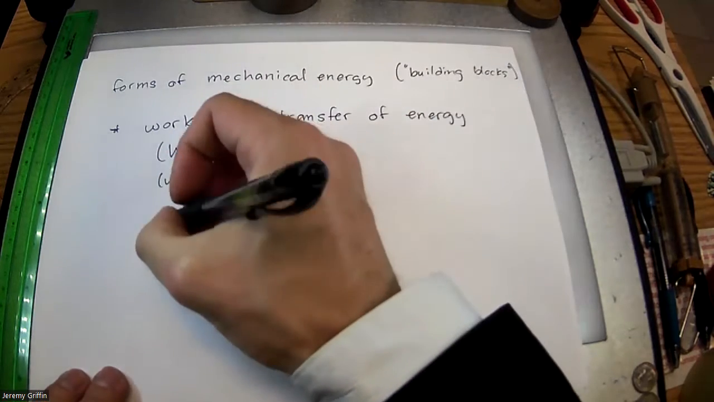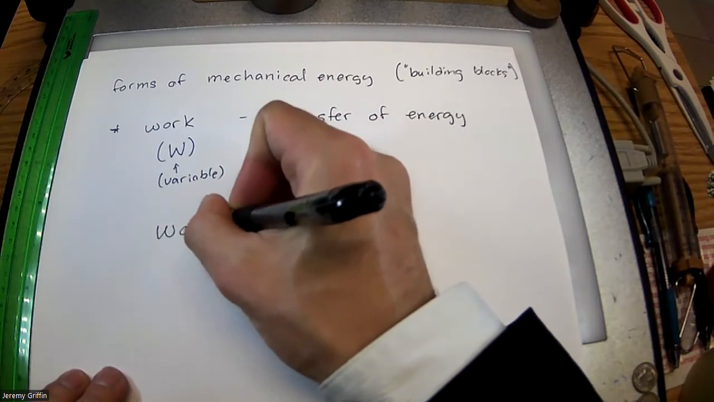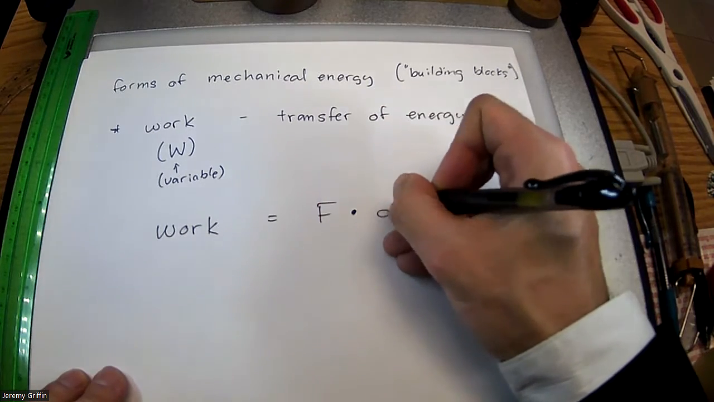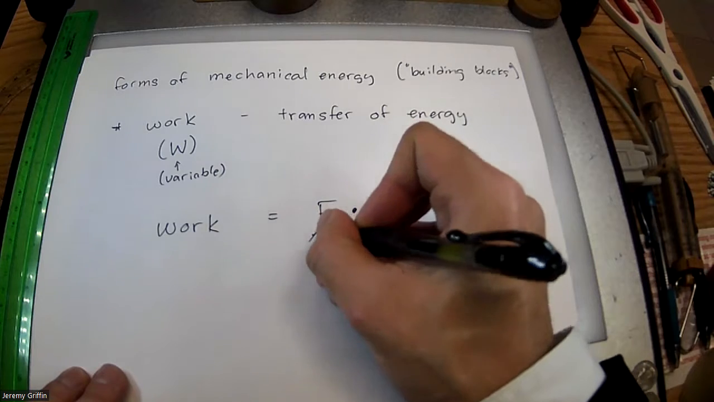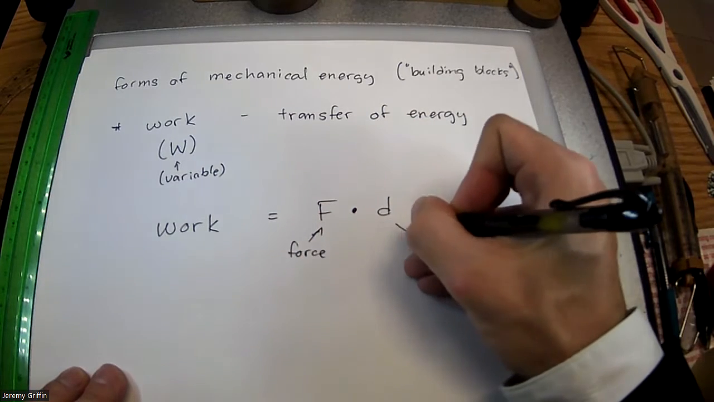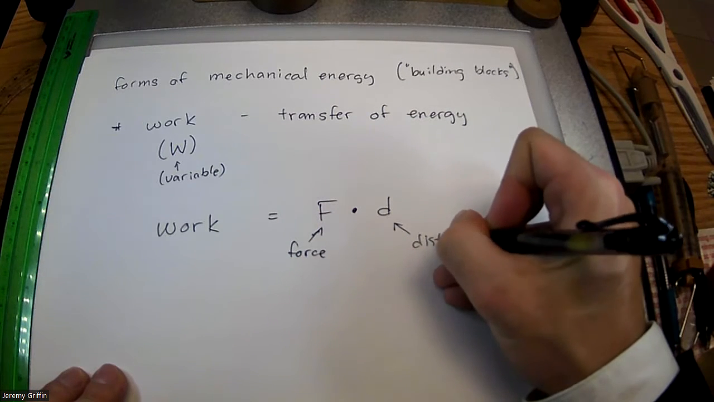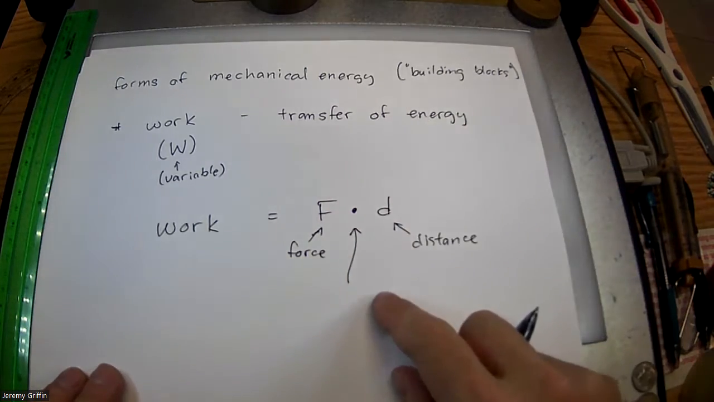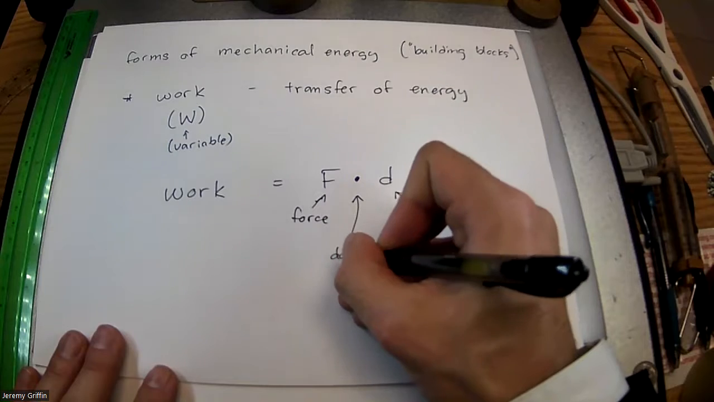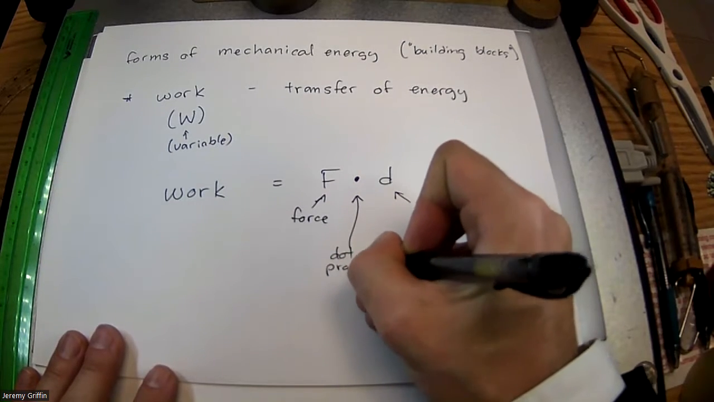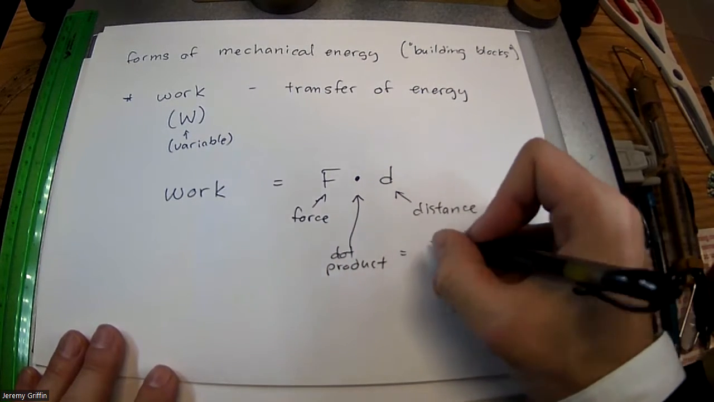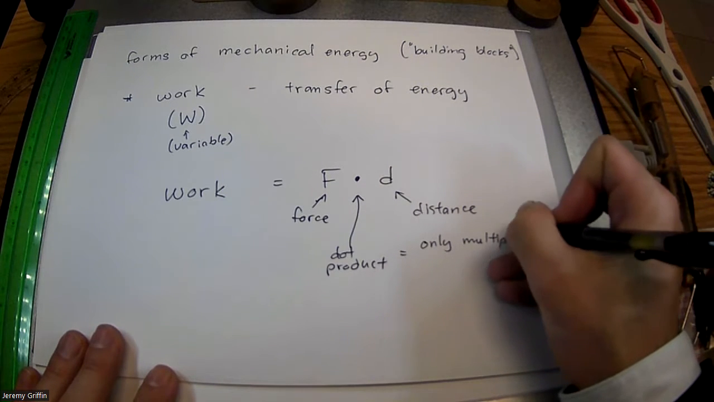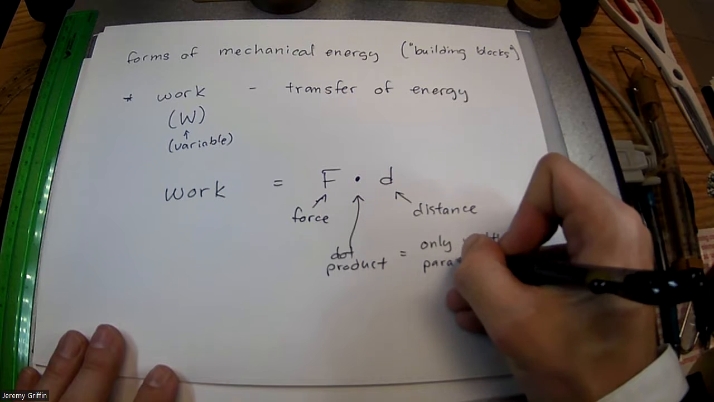Work. And what's the formula for work? So work, you say capital W or just spell it out, is equal to force times distance. Capital F is force, you guys know that. D could be distance. And this dot right here means that this is actually a special kind of multiplication called a dot product. And what a dot product means is that you only multiply parallel components.